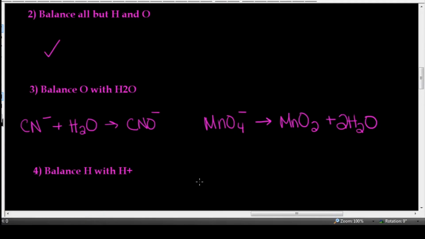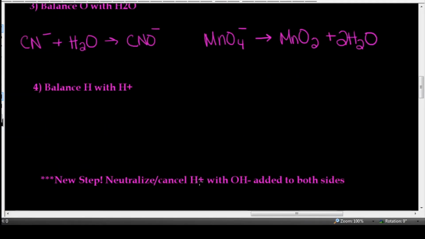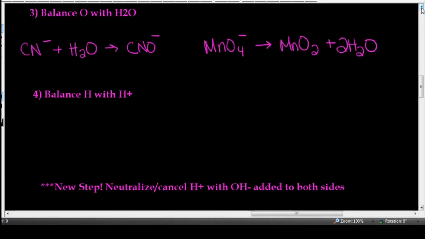Step number 4. I want to balance my hydrogens by adding H+. Now here's probably where you're like, whoa, Mr. Rivera, you said that the solution was basic, so how is it that we're adding H+? We're going to take care of that here in a second. So just stick with me. It's just a method that we use to get to the right balanced equation overall. Not that this is an acidic solution, this is the easiest tool to do it.